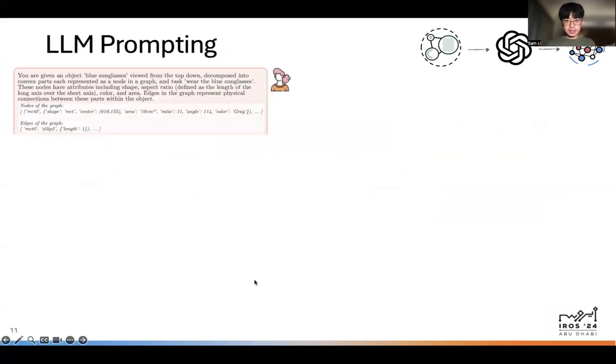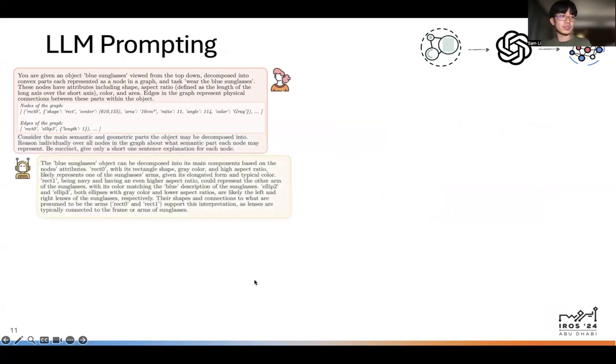Let's take a look at the exact prompt that we provide to the LLM. So we start with the name of the object and some general task information, and then the initial graph represented as a list of nodes and edges. In the first step, we ask the LLM to reason in an open-ended manner about what semantic part each node may represent. The LLM tells us its reasoning and that it thinks the rectangles are the arms and the ellipses are the lenses. This is exactly the information that we want, but we can't use this in our code directly.